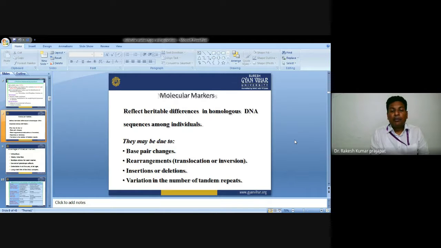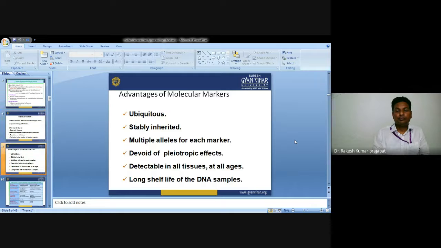Then variation in the number of tandem repeats. If we talk about the advantages of molecular markers, they are ubiquitous. Ubiquitous means they are present throughout the genome, in ample amounts. How much can we explore? We can explore all the molecular markers.